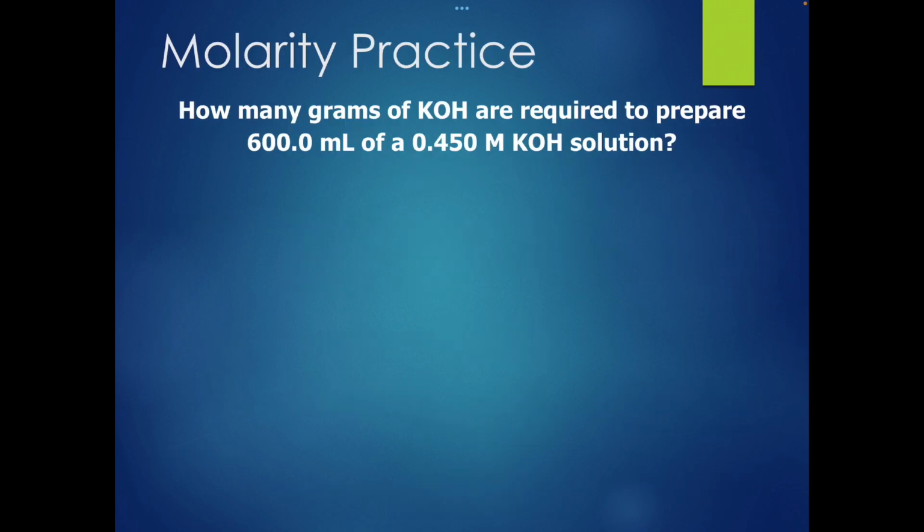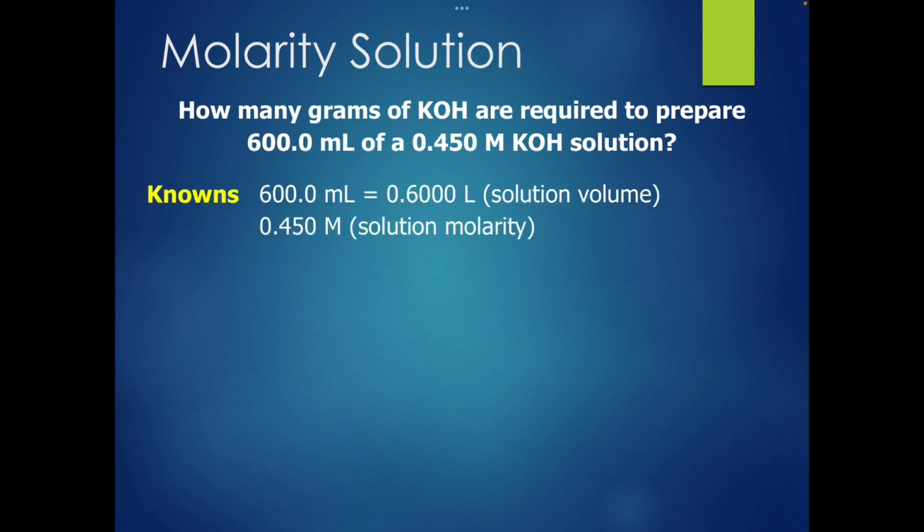All right, let's try this one. This one says, how many grams of potassium hydroxide are required to prepare 600 milliliters of a 0.450 molar potassium hydroxide solution? Okay, so this one is a little bit tricky. Do you see it's asking for how many grams? Okay, so let's think about this.